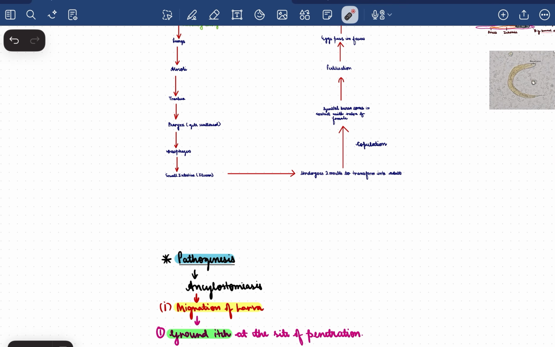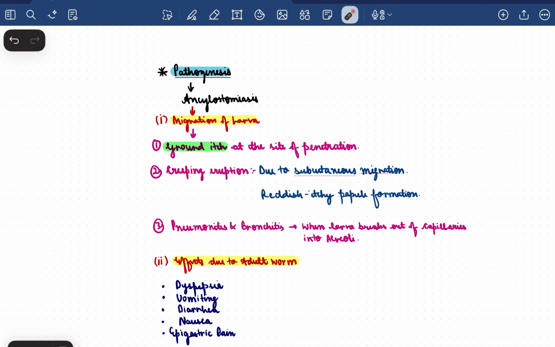Let's look at the pathology. Ancylostoma causes ancylostomiasis. It is important for us to understand this because Ancylostoma has a very peculiar distribution. It is found in the tropical region, in the subtropical region, and also temperate regions. Right now, about 25% of the world population is affected by this Ancylostoma duodenale.